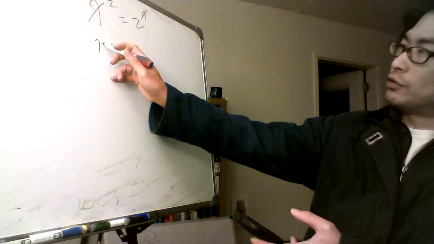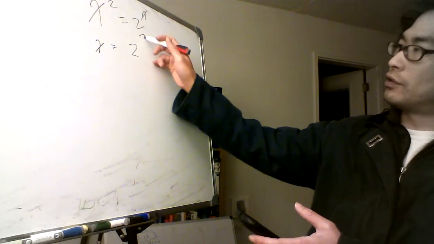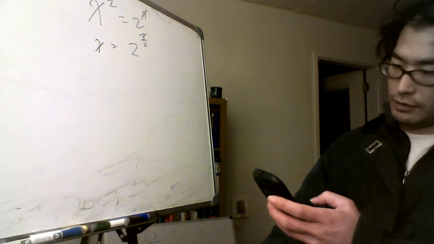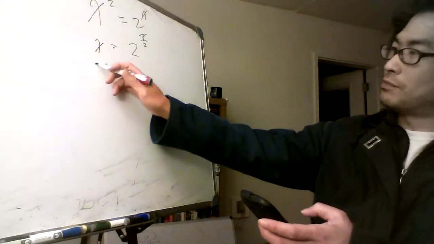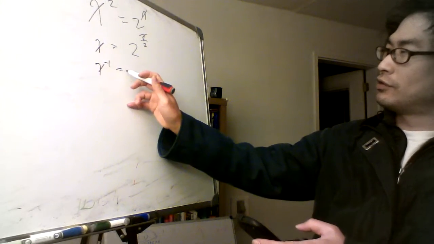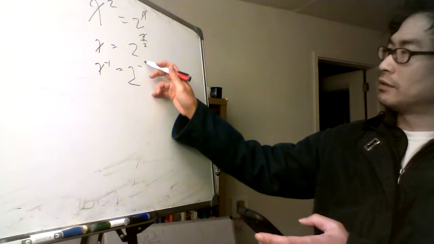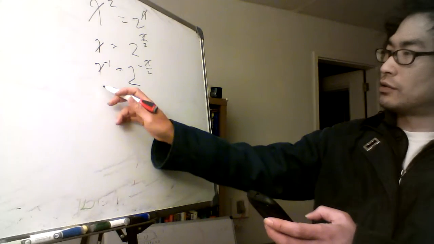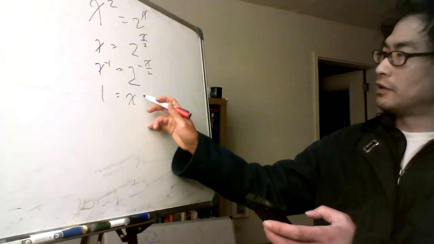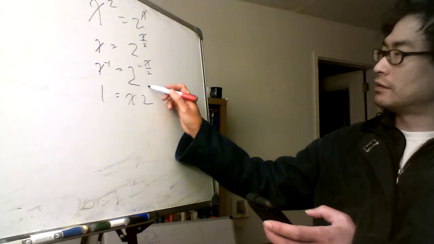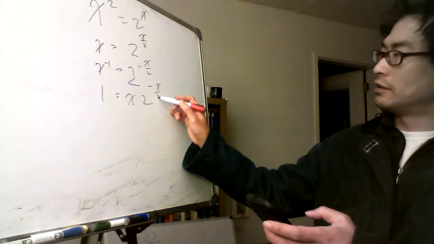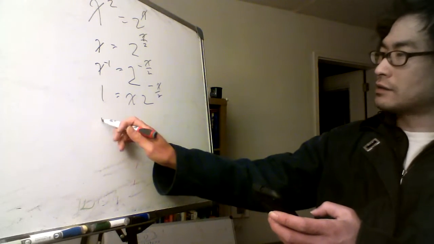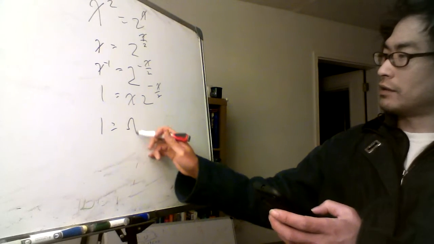So x is equal to 2 to the x over 2, okay? And somehow he did this minus operation here. This is very smart. Multiply by x, so 1 is equal to x times 2 to the minus x over 2, which looks more like this Lambert equation. And then the next step is kind of tricky.